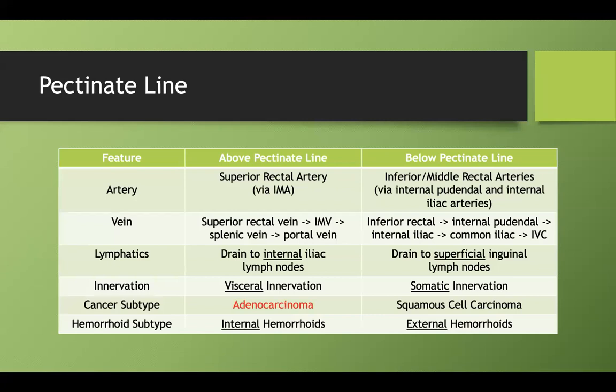If it's above the pectinate line, that means it's part of your hindgut, part of your embryologic GI tract. And so it should come as no surprise that any cancer in that area would be an adenocarcinoma. On the other hand, if it's below the pectinate line, it's not part of your embryologic GI tract. So it's kind of similar to your oral cavity or proximal esophagus in that regard. And so if a cancer forms there, it's more likely to be squamous cell carcinoma because the predominant cell type in that area is squamous cells.